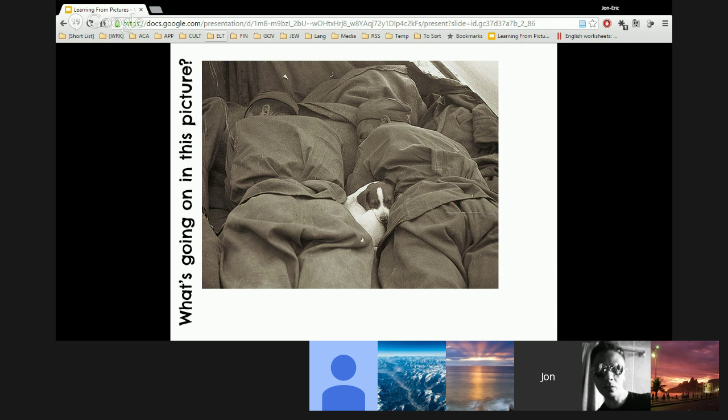Shall we find out what the real situation is? Natasha, can you read the caption for me at the bottom? Oh, yes, okay. 1945, Russian soldiers sleeping with a puppy in Prague during World War II. World War II. Wow.